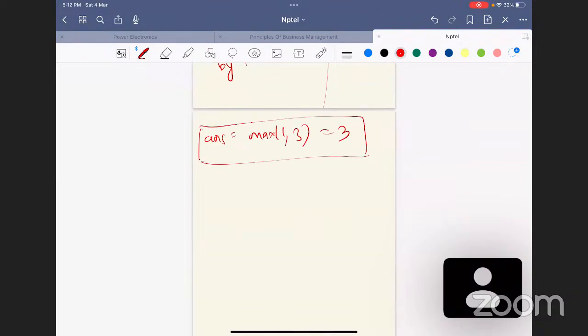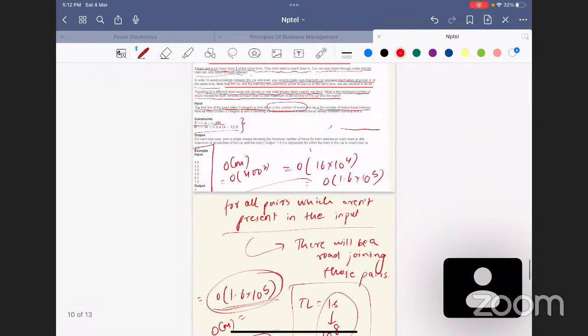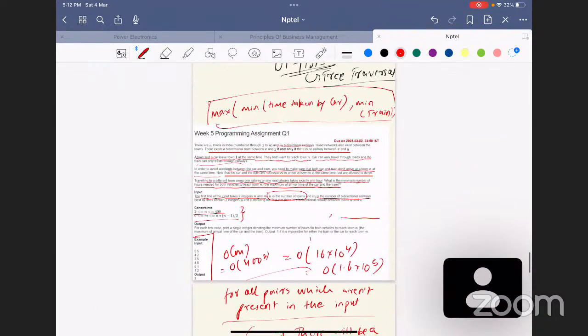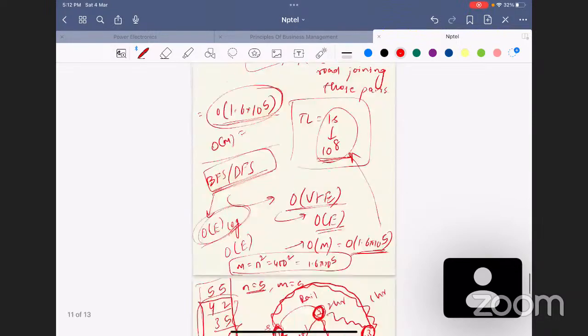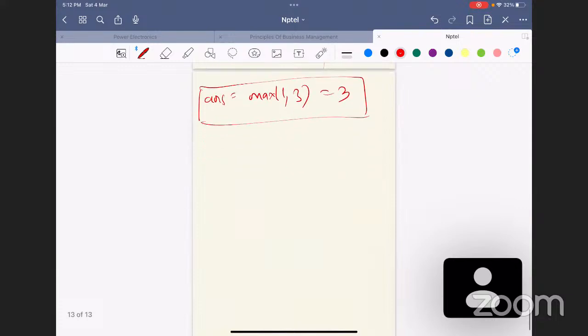Okay, so this was all about the problem statement. We also understood the time complexity. We also understood what is the input, what is the output, and we also understood the test case. So I think it is simple.